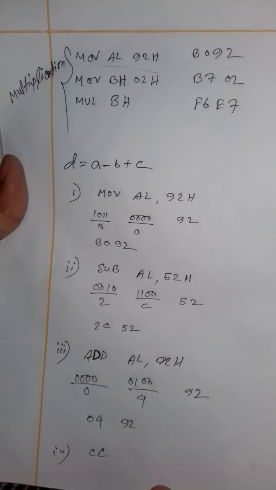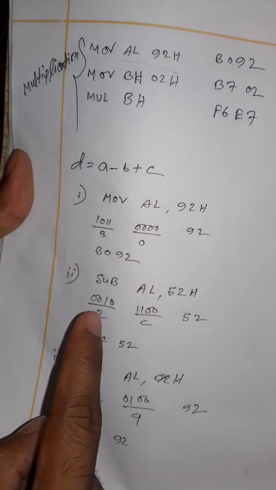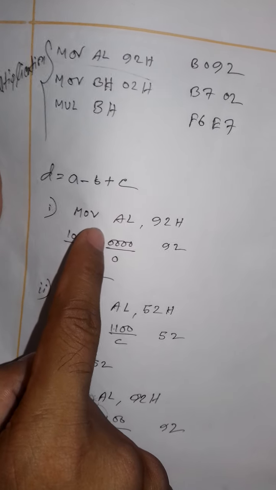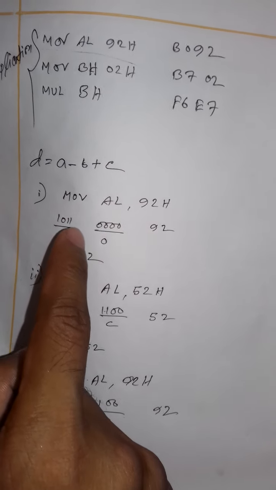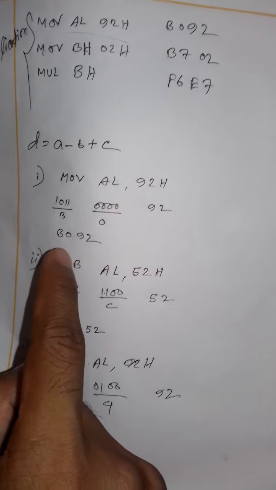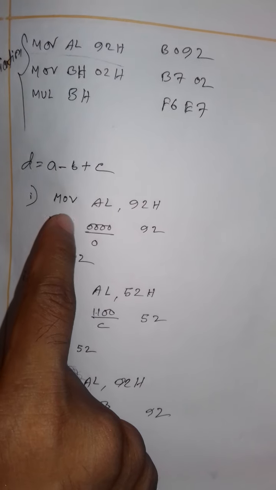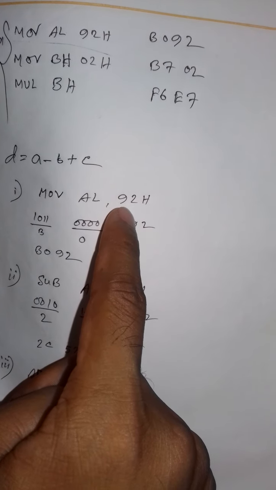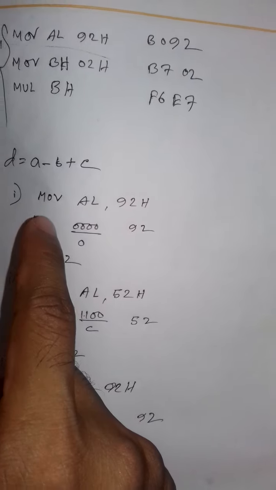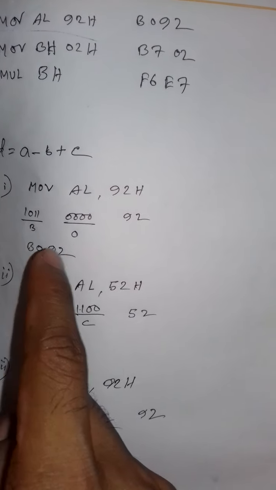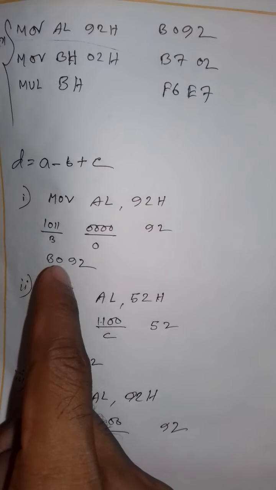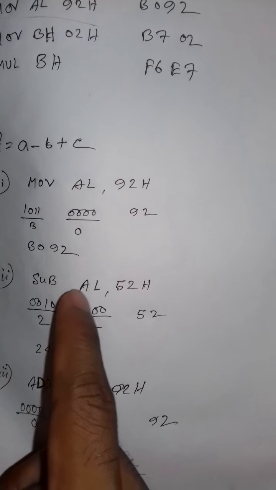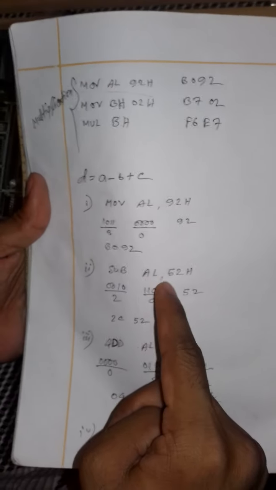Now we subtract a minus b and we will solve this problem in 8086 kit. Okay, here is the assembly code MOV AL, 92H. We transfer 92 into AL register, and its hexadecimal code is B092, and then second line we subtract the content of AL from 52H.